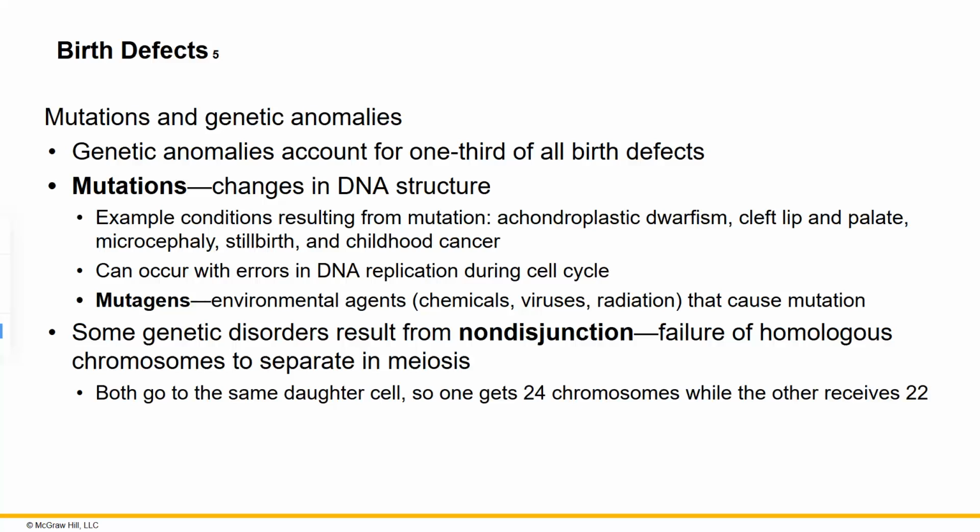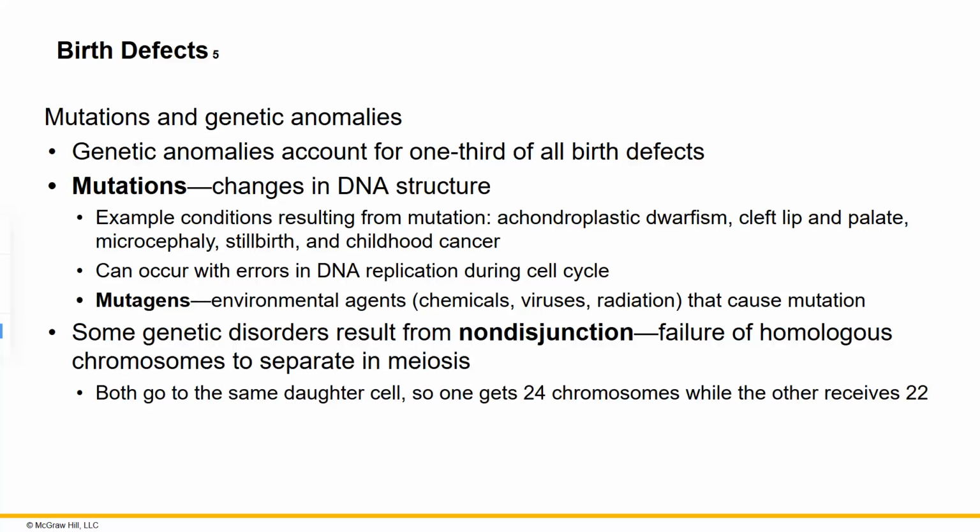Mutations and genetic anomalies. Genetic anomalies account for 1/3 of all birth defects. Mutations are changes in DNA structure. Example conditions resulting from mutation: achondroplastic dwarfism, cleft lip and palate, microcephaly, stillbirth, and childhood cancer. Mutagens are environmental agents that cause mutation.